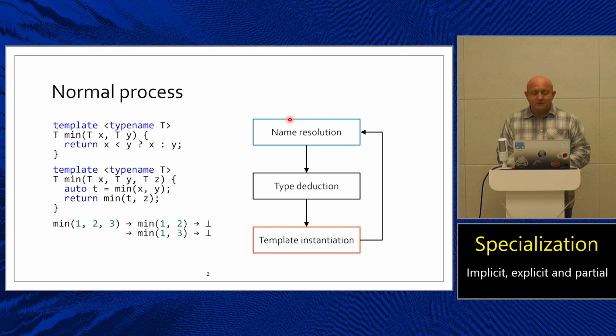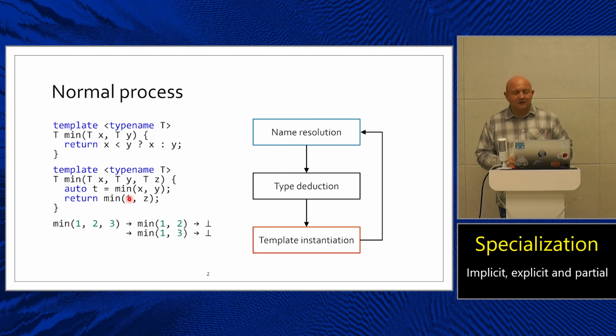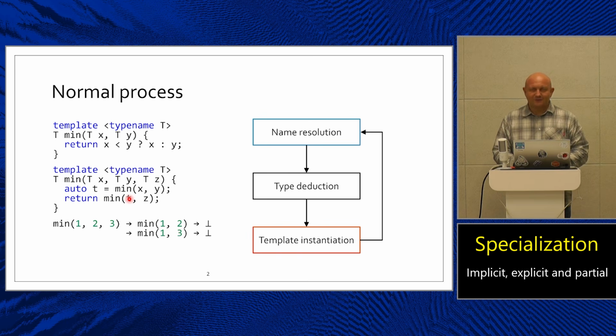And so the flow is name resolution, type deduction, template instantiation, and now the min function starts instantiating, and it needs to look up what this name means again, because now this name is bound to another entity. And this leads to an important question. What do we mean by instantiation?